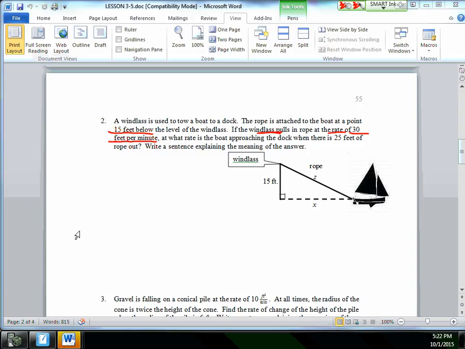So if you notice, that part was called the z, and if we're taking the derivative of that, that means we know dz/dt equals 30. If you want to write your units, that's fine. Feet per minute. Okay? At what rate? So here's my question. At what rate is the boat approaching the dock? So here's my dock. So we're trying to figure out this right here. So I'm going to take the derivative of x. So dx/dt is my question mark.